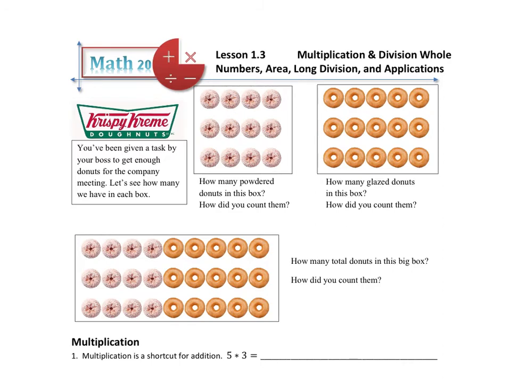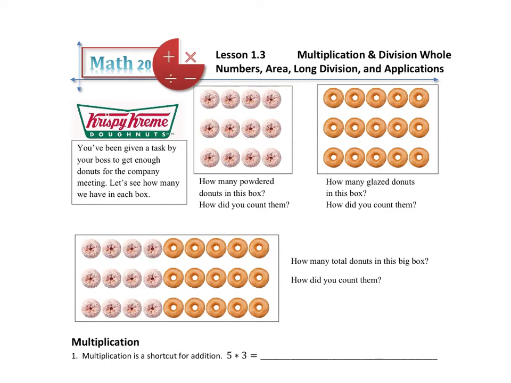Let's say you have been asked by your boss to get some donuts for the company meeting, something like that, all right? So you get some box of some yummy Krispy Kreme donuts. Here we have a box of donuts. And so how many donuts? Can you count that real fast? Well, we could count it one by one. 1, 2, 3, 4, 5, 6, 7, 8. But that's kind of a little too slow.